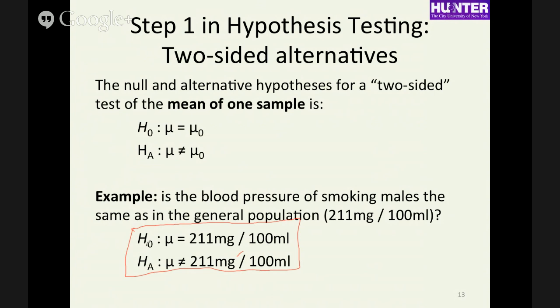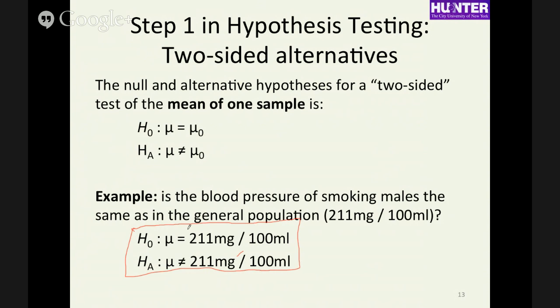So we're looking at smoking males. We don't have a comparison group here. So this mu is the mean, I think it's actually cholesterol level, of smoking males. So we're taking a sample of smoking males to be representative of that target population of smoking males. So that's just one sample. We're not taking two samples, say smoking males and non-smoking males.